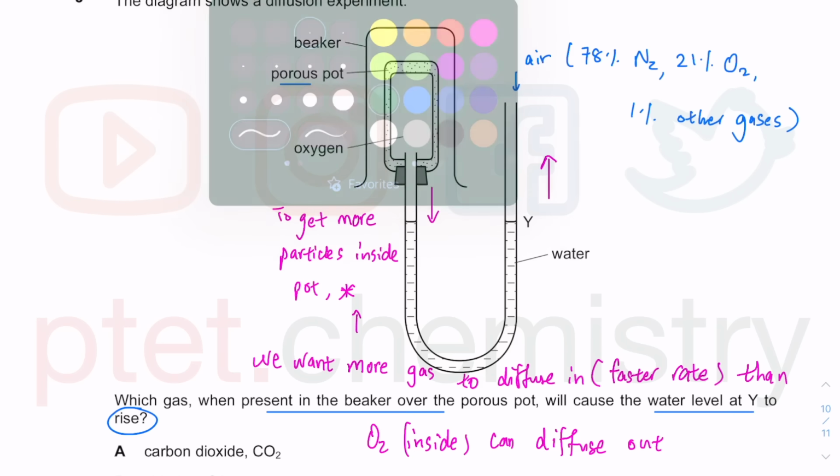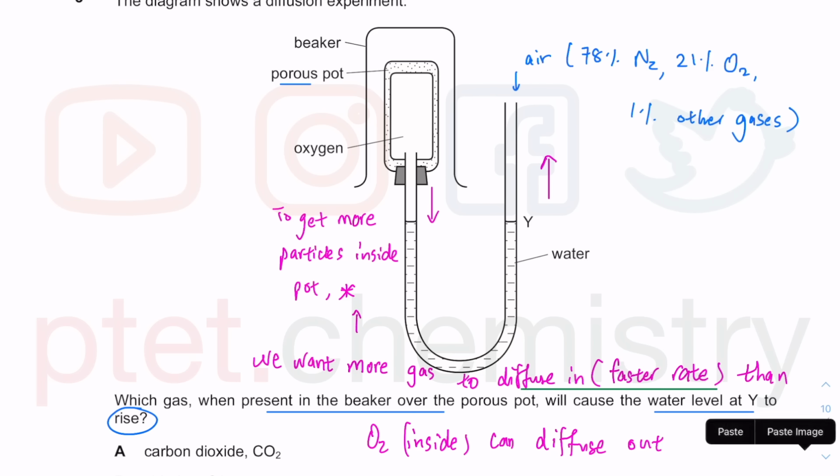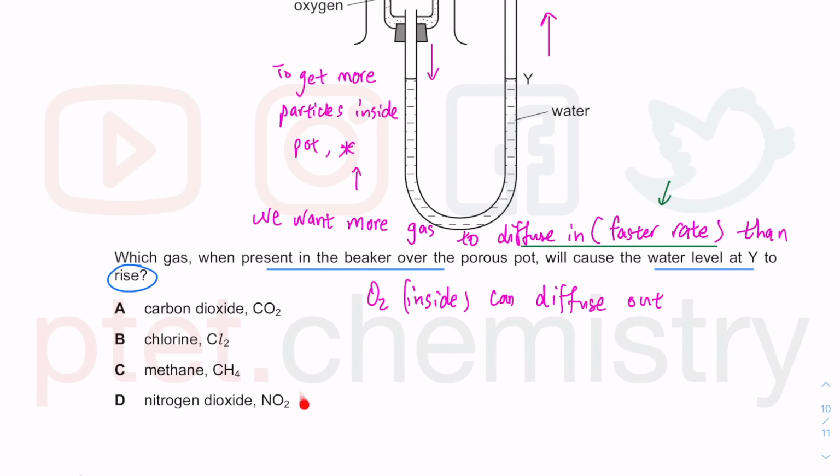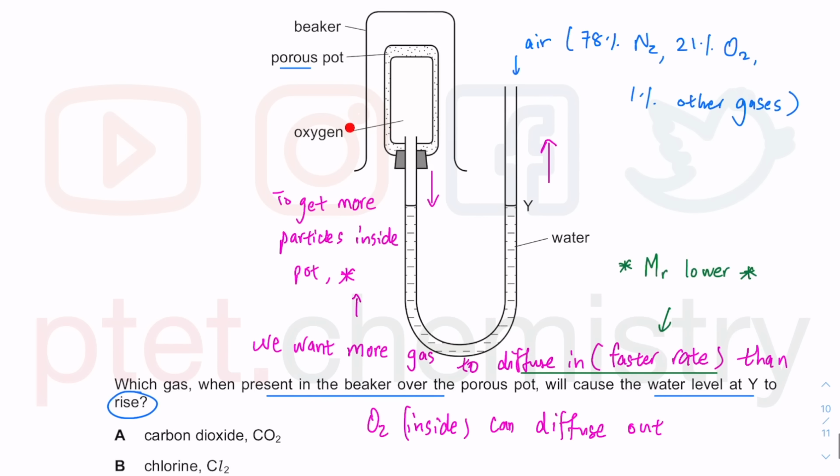What must happen? We want to diffuse in faster, so we are not changing temperature. Remember that temperature can affect diffusion, the last question, but we are not changing temperature. What we are changing is the particles, which are CO2, Cl2, CH4, and NO2. These are given as formulas, so you suspect it has to do with MR calculations. You want a faster rate of diffusion, so you want the MR to be lower. Lower than what? Lower than oxygen. If it is lower than oxygen, it will diffuse in faster than oxygen can diffuse out.